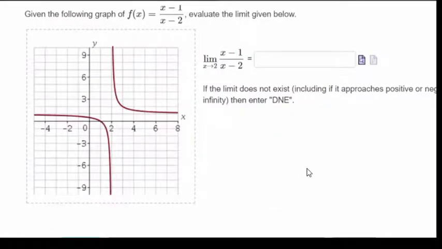Once again, we are going to be dealing with a rational function here. So given the following graph of f of x equals x minus 1 over x minus 2, evaluate the limit given below. Quick reminder, we already know that we can't divide by 0. So x minus 2 cannot equal 0. So x cannot equal 2. So we need to be concerned something's going to happen when x equals 2.